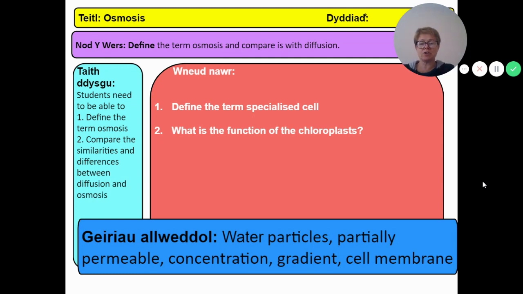Next question, what's the function of the chloroplasts? Well, the chloroplasts are those little green blobs that we see pictured inside a plant cell, and their job is to absorb light energy for photosynthesis. And to remind you, photosynthesis is a chemical reaction that plants carry out. It's how they make their own food, and it also produces oxygen, which of course is really useful for all living things. Okay, so moving on.